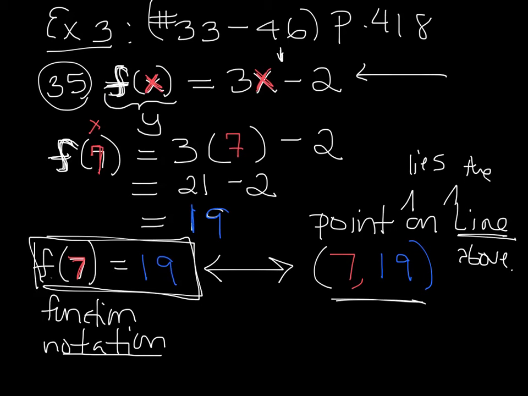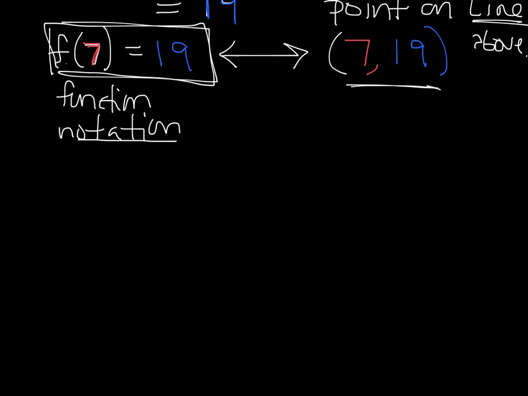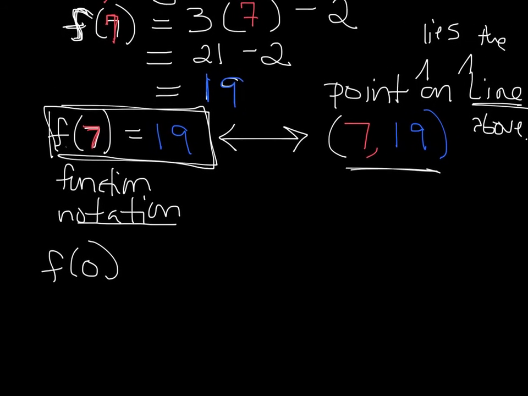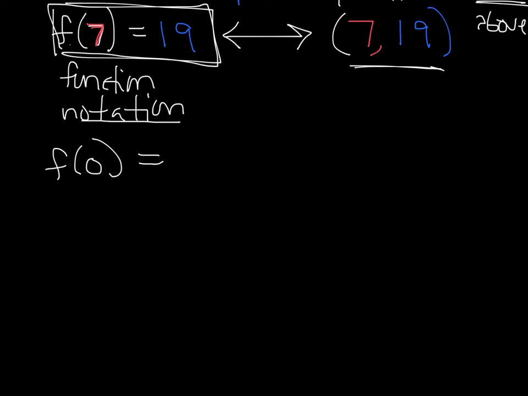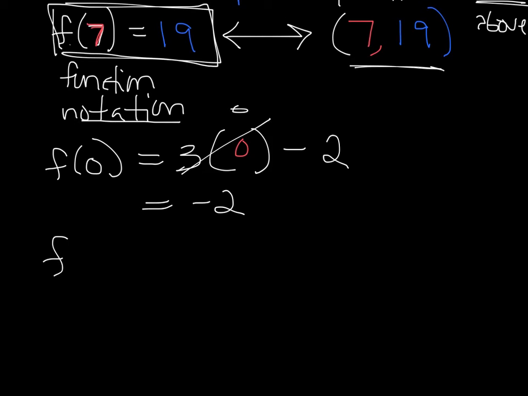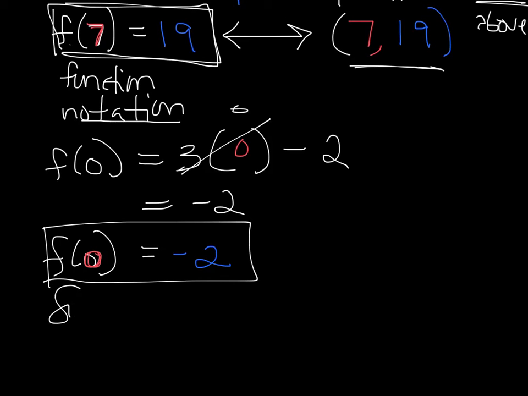Okay, so let's do the next one, which was f of 0. And so f of 0, again, just looking back at my function, is 3x minus 2. So 3 times 0 minus 2, which is nice because anything times 0 is 0. And then I get negative 2. So f of 0 equals negative 2.